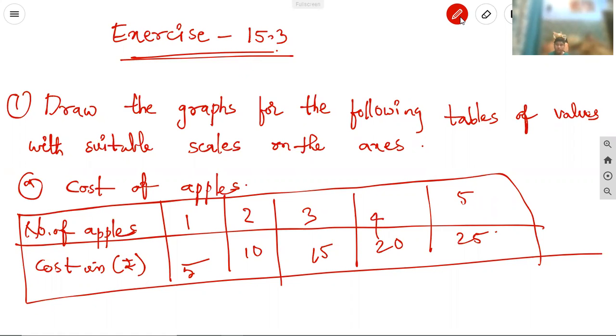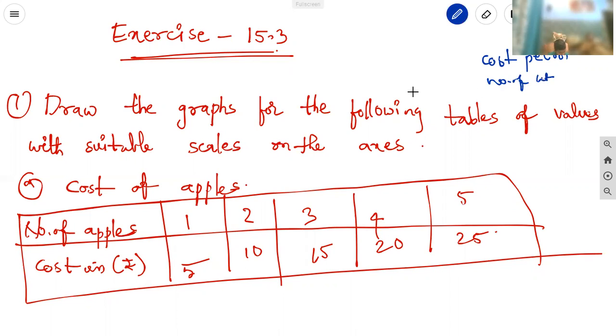Here we can take the examples. The first one is the cost of the petrol is related to the number of liters. And in real life, the cost is related to the quantity of the things. For example, if one apple costs 5 rupees, then 2 apples cost 5 into 2, 5 2s are 10. 3 apples cost 5 3s are 15. 4 apples cost 5 4s are 20. 5 apples cost 5 5s are 25.